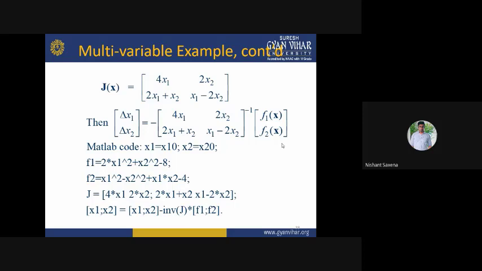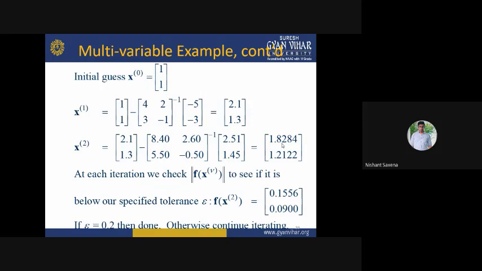When I run this code with initial guess values of 1 and 1, I get the first updated values as 2.1 and 1.1. Similarly, for the second iteration, I get these values. At each iteration, we check whether f of x is below the specified tolerance limit or not. If the tolerance limit is 0.2, then it is done, because both the values have reduced below 0.2. Otherwise, the iteration will continue.